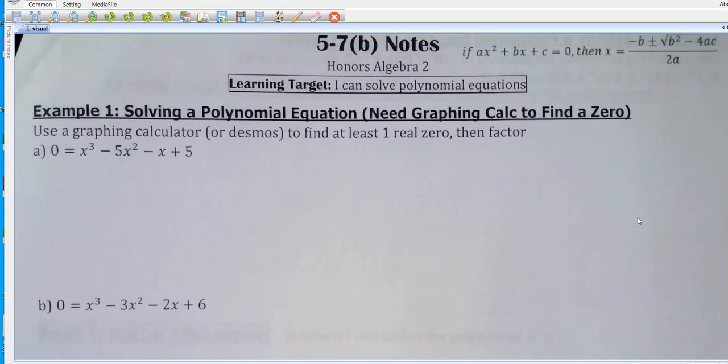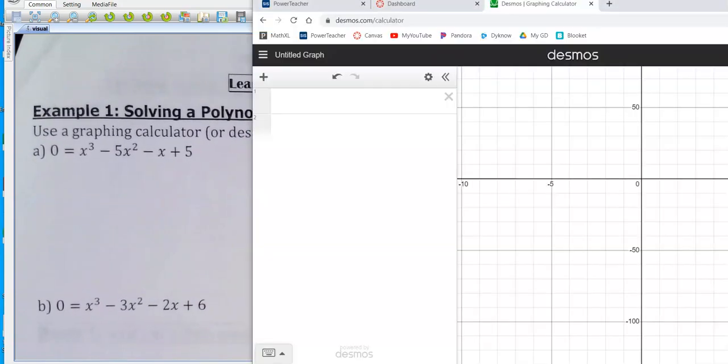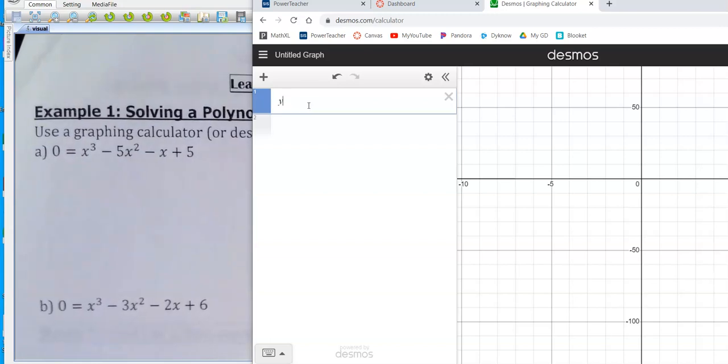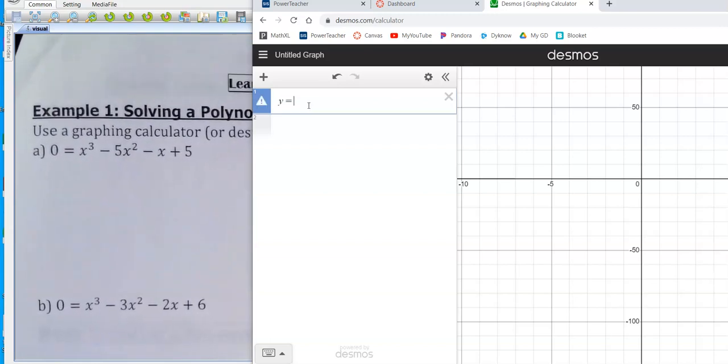We are going to factor by using the graph. So I'm just going to go over to Desmos. What you're going to type into Desmos is y equals, and then we're just going to type the equation right there so we can see the graph. So x, and then to get a third power, you just hit shift and then the number 6.